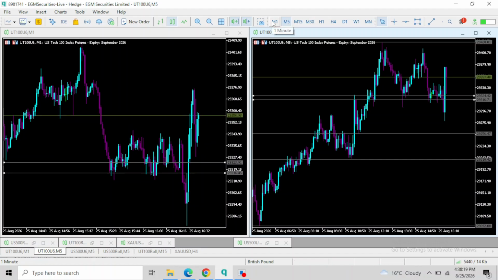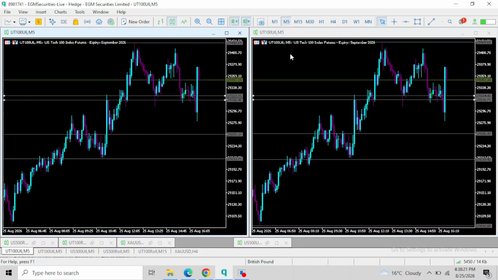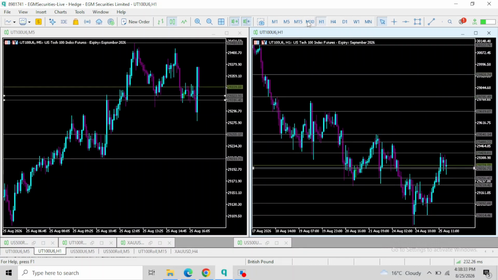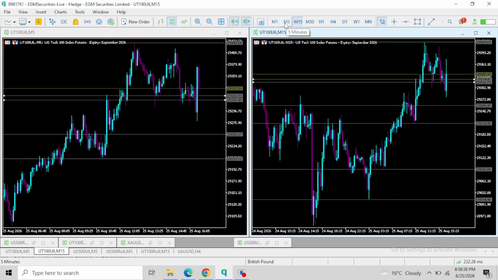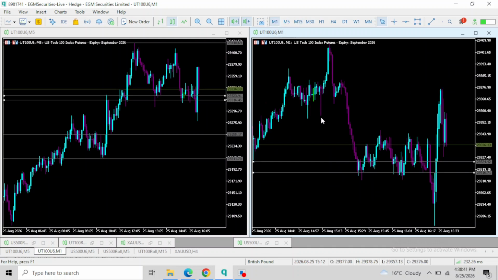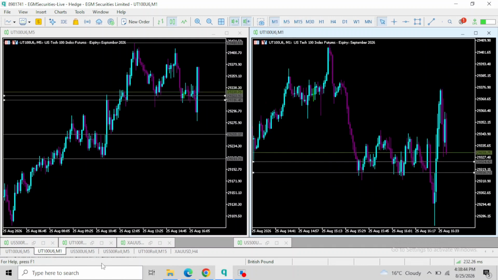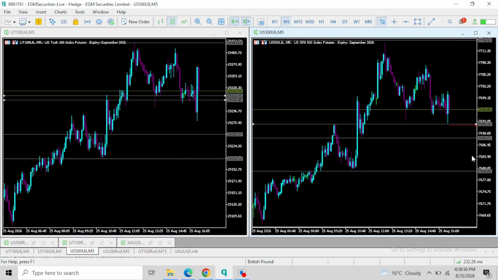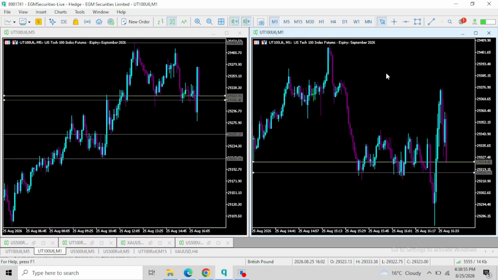So let's see. Oh shit, my chart is all messed up. Let me zoom out. So I have an alert. Immediately ES sweeps this and we are in the fair value gap zone. I will enter.